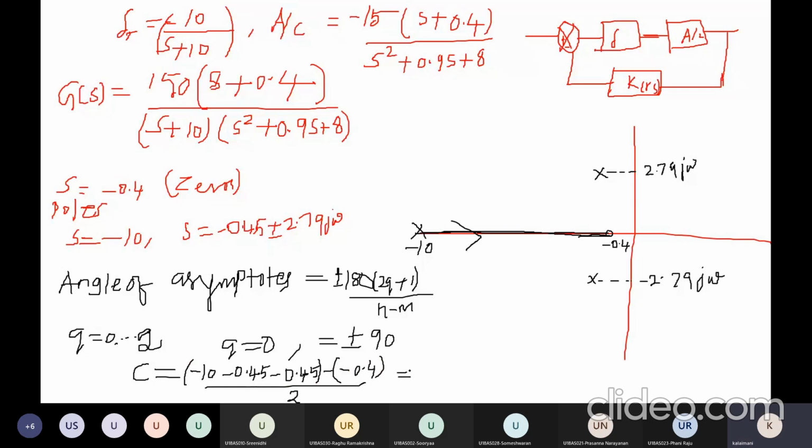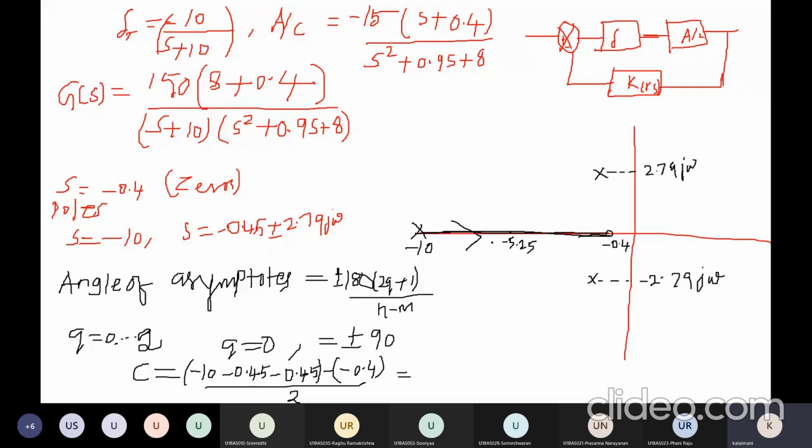So sum of poles minus sum of zeros divided by n minus m. So here minus 10 minus 0.9 minus minus 0.4, meaning plus 0.4, then divide by 2, I will get minus 5.25. Therefore, minus 5.25 is this point. This is your centroid. At this point, you use your protractor and measure the angle: one is plus 90 degree, another is minus 90 degree.